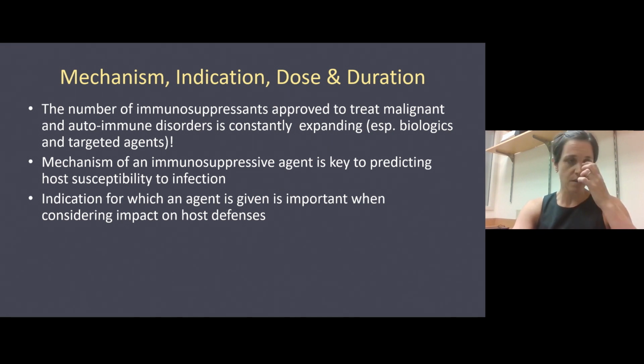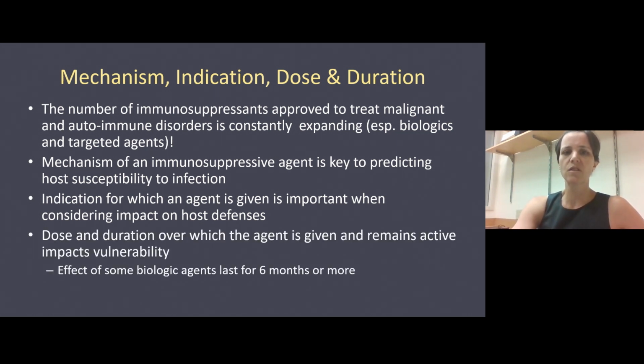For example, rituximab is approved for the treatment of rheumatoid arthritis, but it's also approved for the treatment of lymphoma. So lymphoma patients are quite different at baseline than a patient with rheumatoid arthritis, because lymphoma patients may already have some degree of immunocompromise. They may have already gotten chemotherapy. They're going to get other agents along with their rituximab. So you have to think about the context, the host.